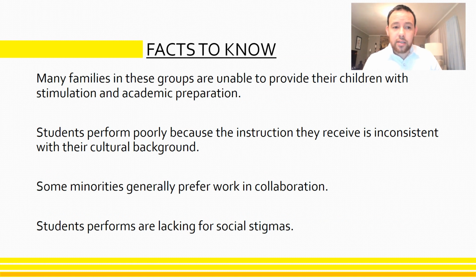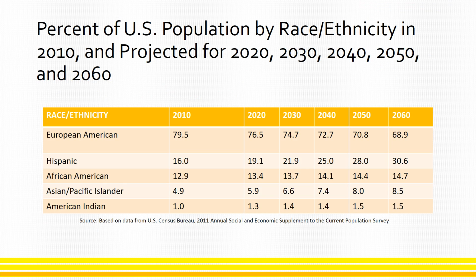Why is it important to know this? Because many families in these groups are unable to provide their children with stimulation and academic preparation. Students perform poorly because the instruction they receive is inconsistent with their cultural background. Some minorities generally prefer to work in collaboration, like Latin or Native Americans, and student performance suffers because of social stigmas. Here is a table showing the population by race or ethnicity in 2010, projected to 2020, 30, 40, 50, and 60.